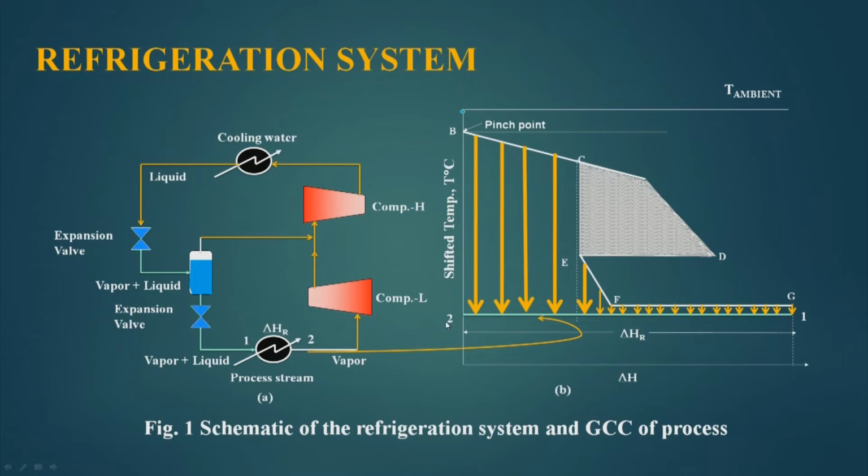Now, when all the liquid is converted into vapor, this goes to a compressor, which is the low pressure compressor. Then vapor is generated at a high pressure. It again goes to a compressor which is called the high compressor, and then it is compressed further, and then it goes to a cooler or condenser where cooling water passes. Cooling water takes the heat from the compressed vapor at a higher pressure, and it converts into the liquid.